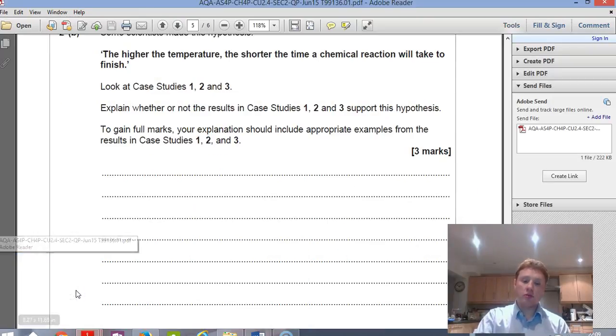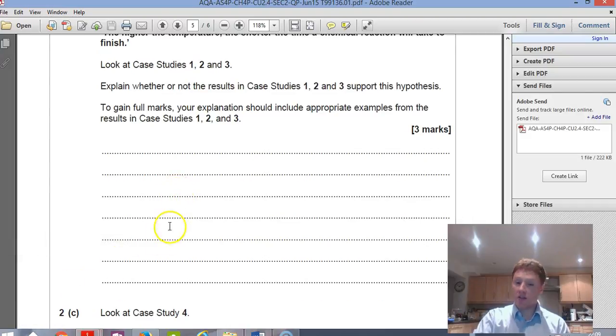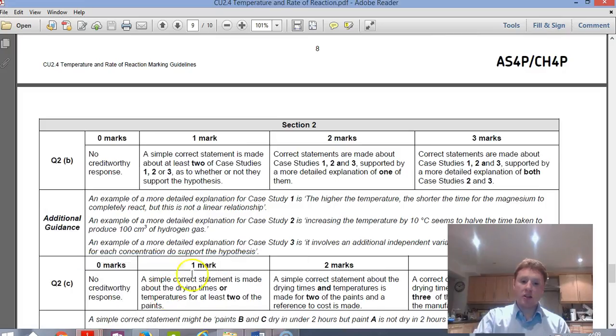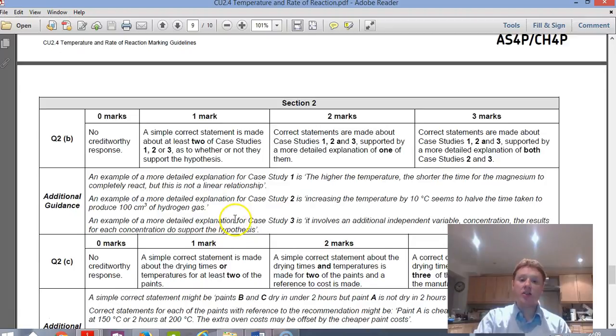So that is correct as well. So the explanations, the things they're looking for: the higher the temperature, the shorter the time for the magnesium to react, but it's not linear. So you think about the relationship. Linear means if you were to draw a graph, that would be a straight line.